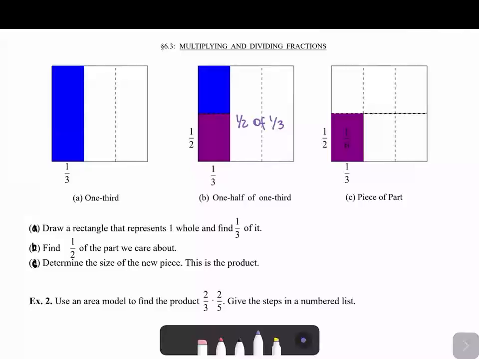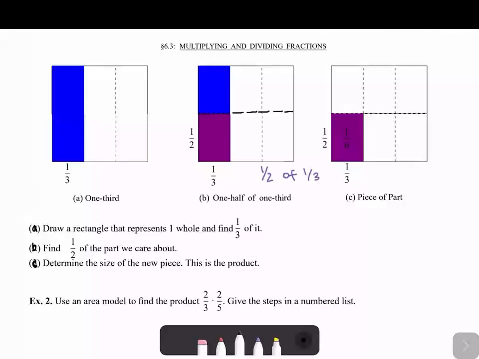And then what we need to do is find the piece of the part. So the purple is 1/2 of 1/3. And then we want to find out how much that represents in our picture as a whole. We know it's half of 1/3, but we can extend this line right here that we used to make the half and see that we have 1, 2, 3, 4, 5, 6 total pieces. And this purple piece that represents half of a third is 1/6 of it.